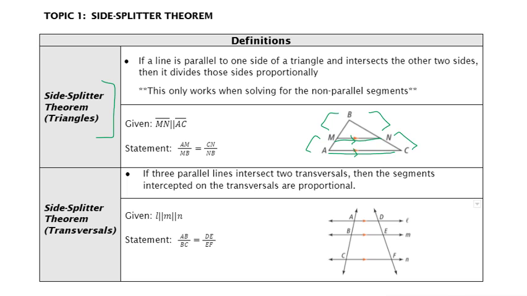The second theorem is still side splitter, but what happens when we have multiple parallel lines? Same concept. If we look at the non-parallel sides, which are basically the two transversals, they're going to be divided proportionally. So we're going to find that AB over BC is the same as DE over EF.